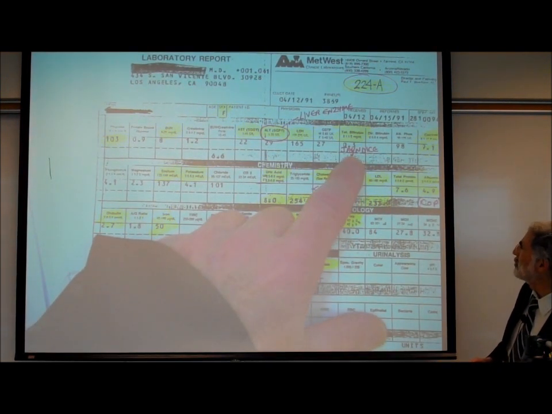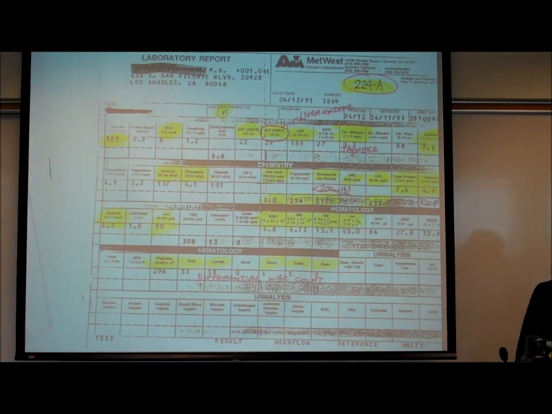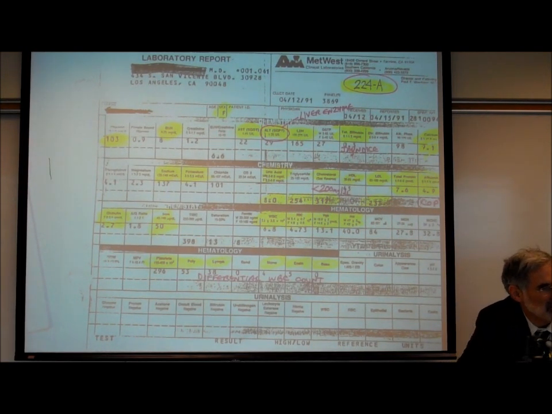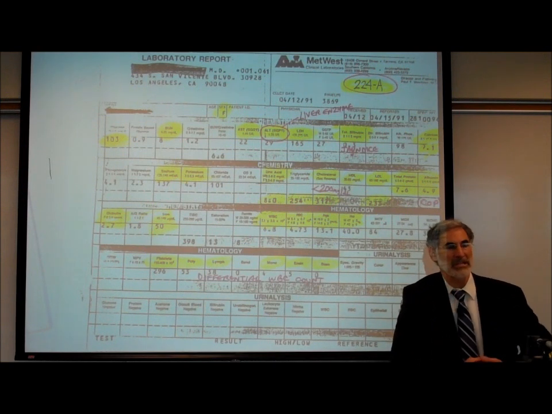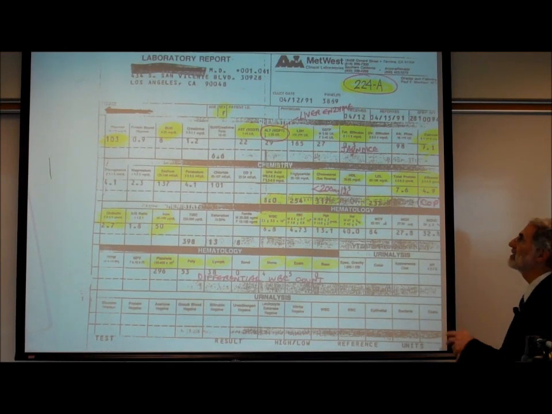Jaundice, J-A-U-N-D-I-C-E, jaundice, is yellowing of the body because of hyperbilirubinemia, high bilirubin levels in the blood. The most common reasons for jaundice and high bilirubin levels are liver problems, liver disease.